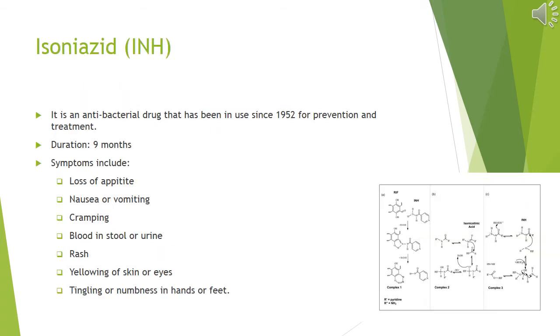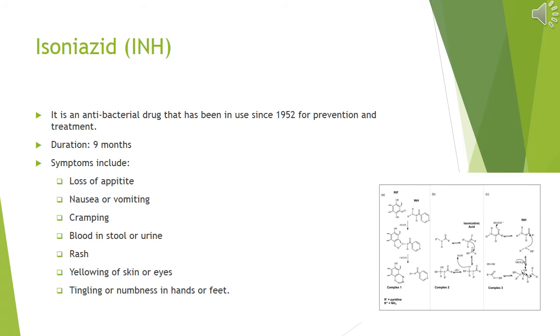Now we're going to discuss isoniazid, also known as INH. It is an antibacterial drug that has been in use since 1952 for the prevention and treatment. The duration is 9 months. Side effects of using the drug include loss of appetite, nausea, vomiting, cramping, blood in stool or urine, rash, yellowing of skin or eyes, and tingling or numbness in hands or feet.